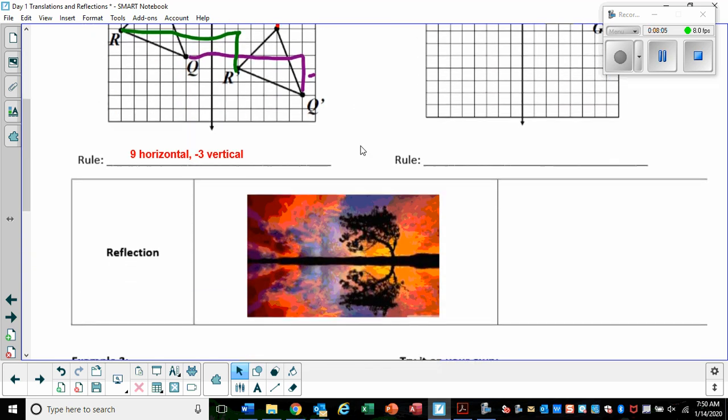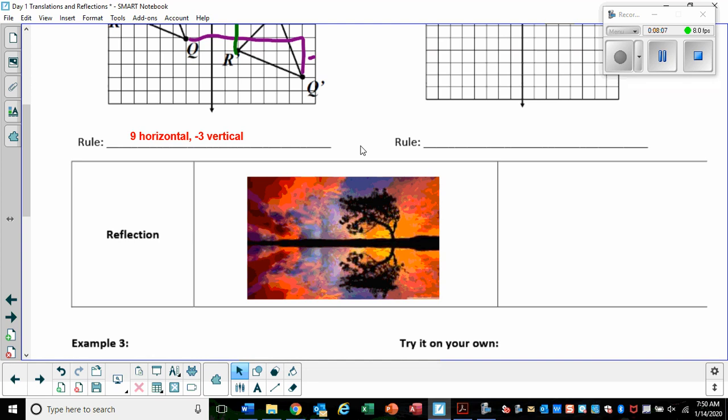The next transformation that we're going to do is reflection. Now, reflection is like the mirror image. So here's a real world example, like we see reflections in water all the time. But on a graph, they can happen either over the x-axis or the y-axis. So we're going to change it by flipping it either over the x-axis or the y-axis.